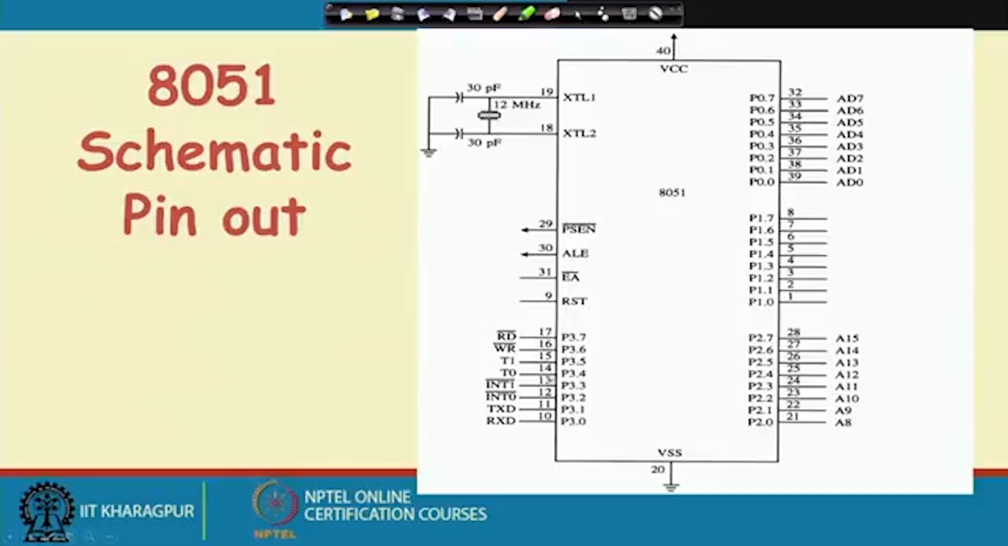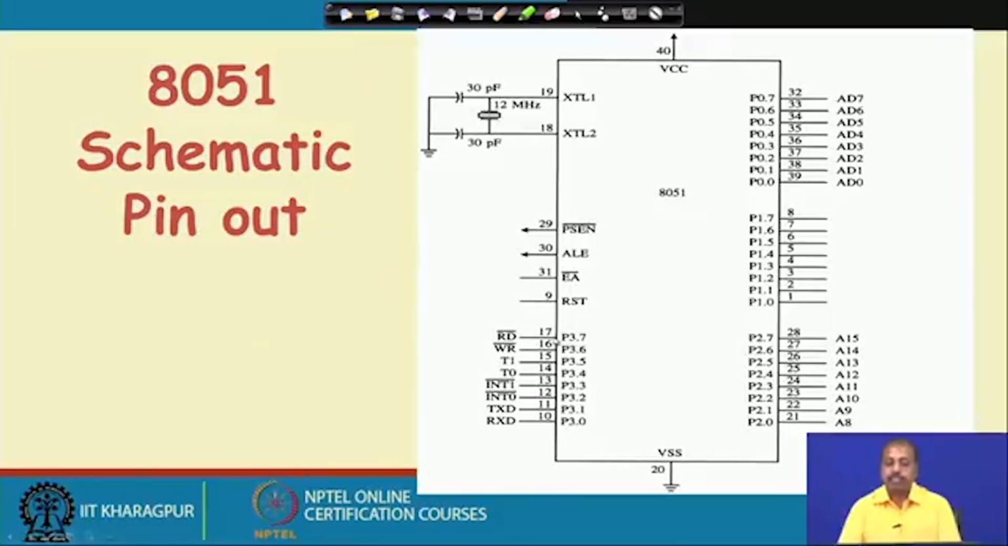Similarly, if you look into port 3, you will find that these pins are also multiplexed. Pin number 17 acts as bit 7 of port P3 as well as the read bar signal. If you are connecting external memory, these read bar and write bar lines are required, and then you cannot use port 3 for accessing port bits. All these are there.